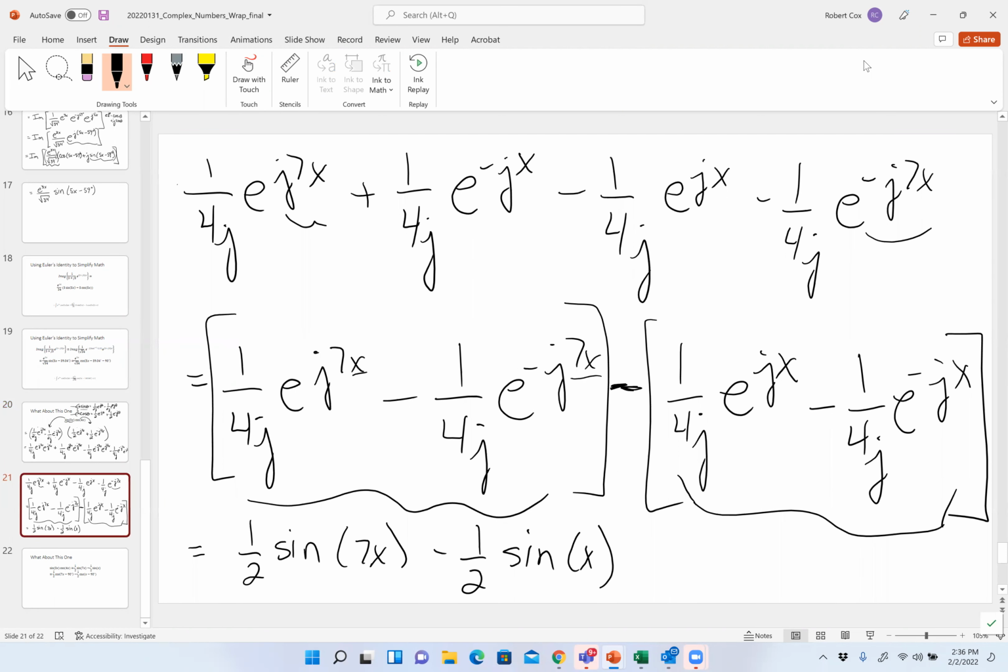All right, so I'm going to get rid of that right there. If I look at what I've got right here, I simplified this down the other day. So I had 1 over 4j e to the j 7x, and then minus 1 over 4j e to the minus j 7x. If I look at this result on the top here, I can group the terms like I did on the bottom. Now this is where I very quickly ended it the other day.